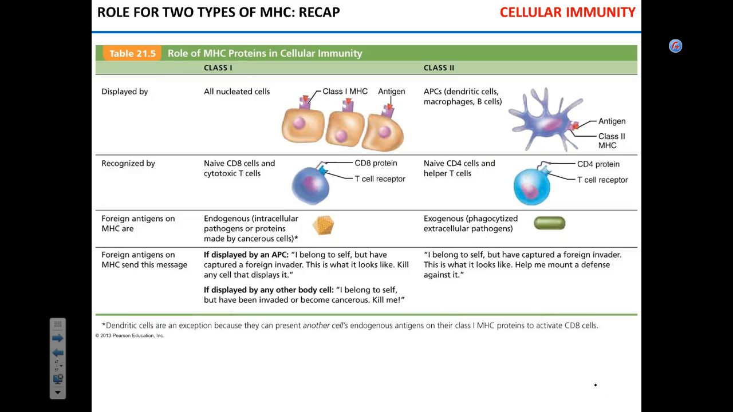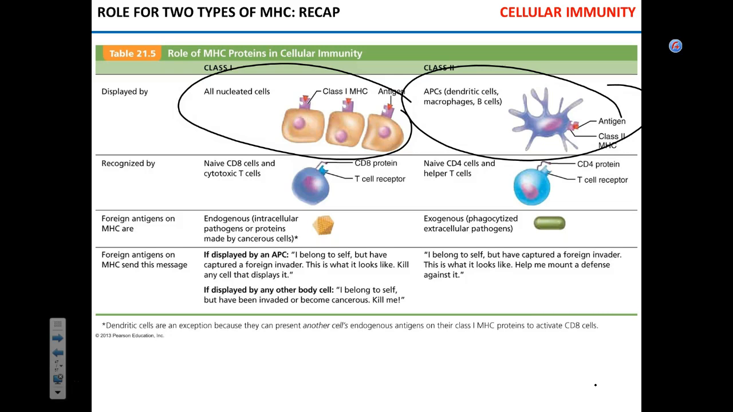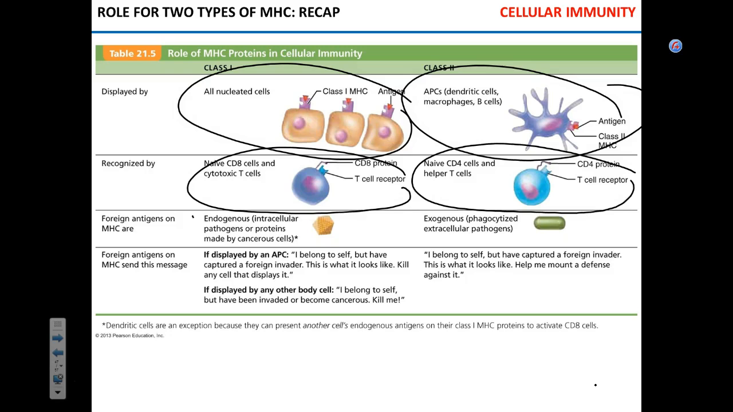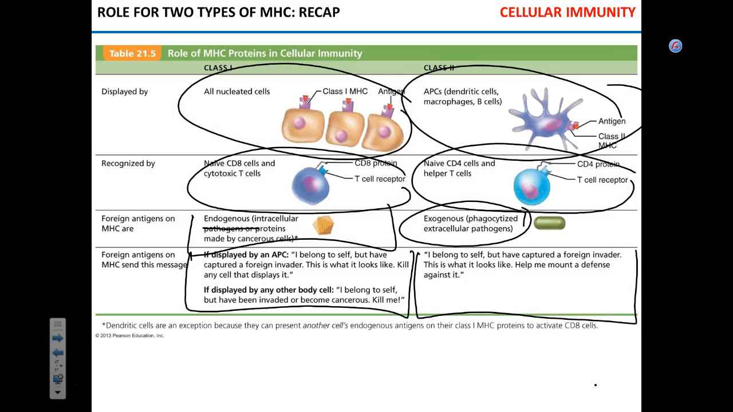That's kind of a summary. If you want, we can go over it. It gives you a quick summary of what I just told you to know. Where you can find those MHC molecules. What are they recognized by? What type of foreign antigens: endogenous, that are synthesized in the cell, or exogenous, products of phagocytosis. And funny explanations of the functions.